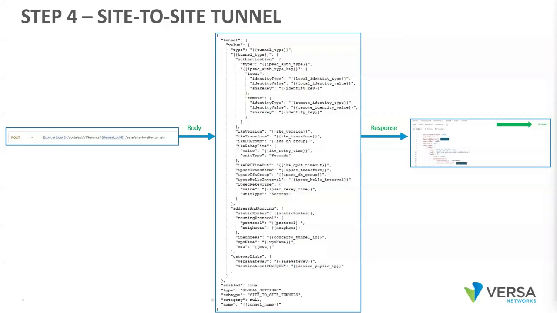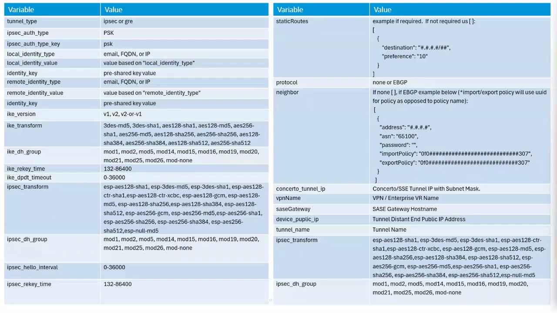The Postman screenshots show we are again using the tenant UUID in the POST API call, have included the body, and have received a 201 Created response. As would be expected, the JSON body required to create the site-to-site tunnel is extensive considering the available parameters. In addition to the JSON body information provided by Swagger, the JSON body on the previous slide can be used along with this table to identify the data required.